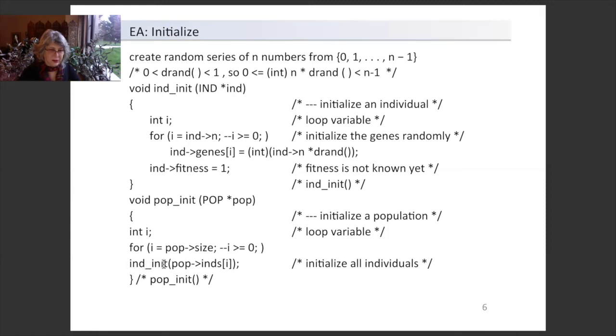Individual init is called, it is the function here, for each individual in the array of the population, in the array called INDS. So we are initializing all the individuals. This is the end of the population initialization.